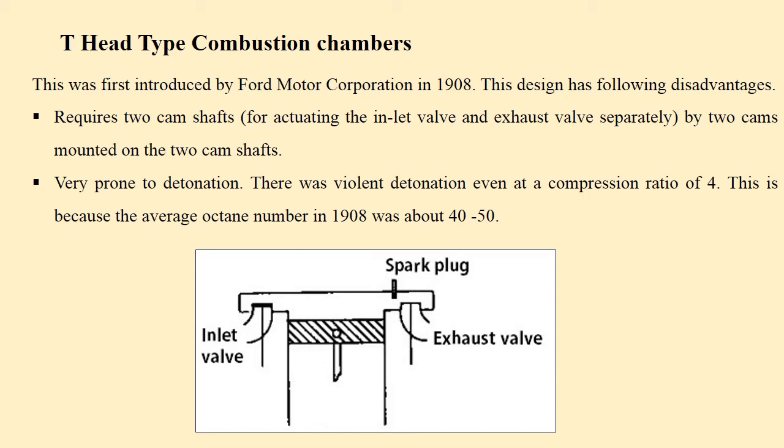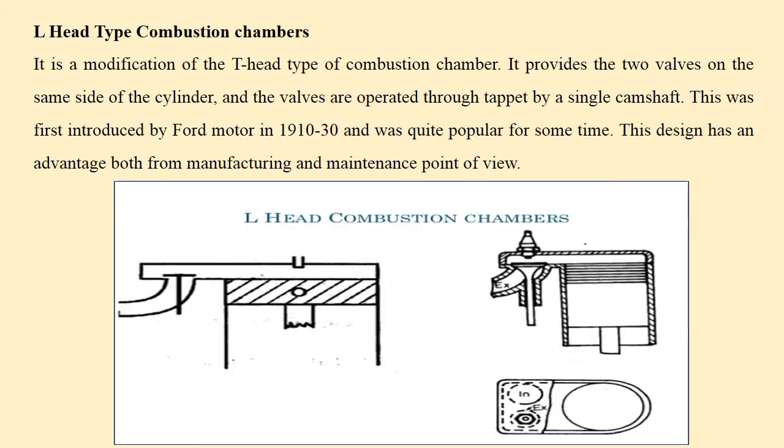As well, in this chamber the distance for flame travel across the combustion chamber is greater. Why is it prone to detonation? Because as the flame travel distance increases, the time increases for the flame travel, and that tends to make the engine knock. That is the important disadvantage of the T head combustion chamber. In earlier days such combustion chambers were used.